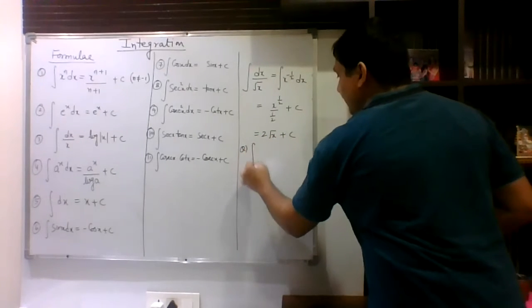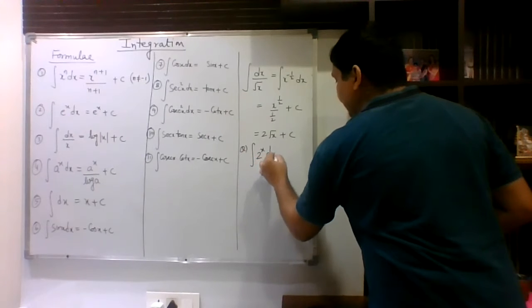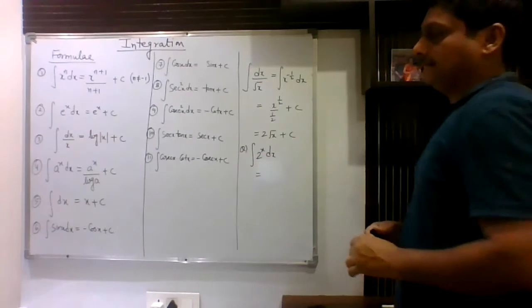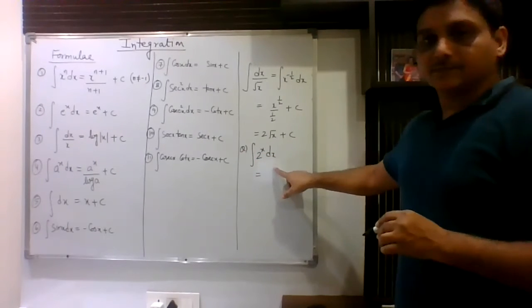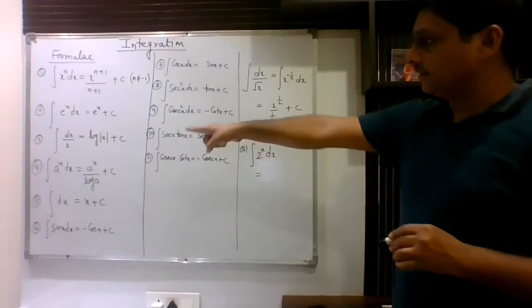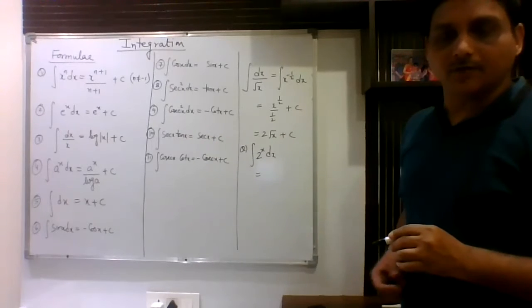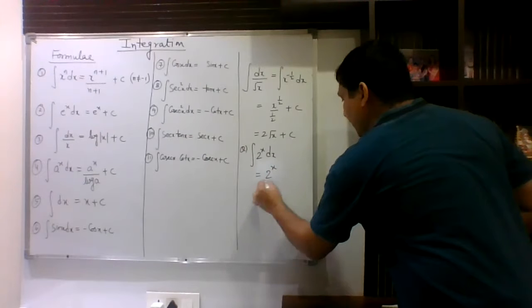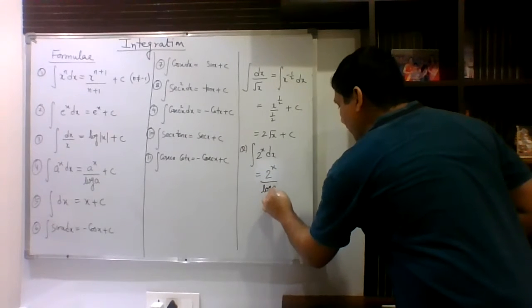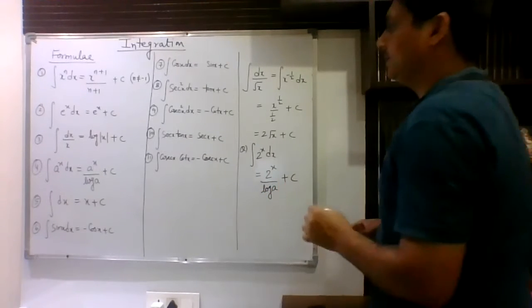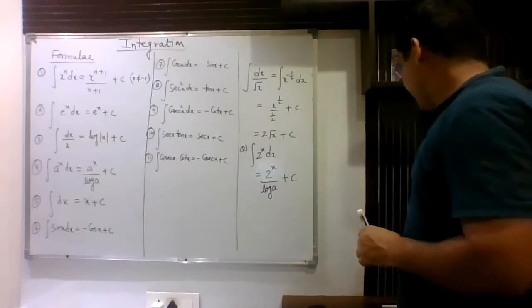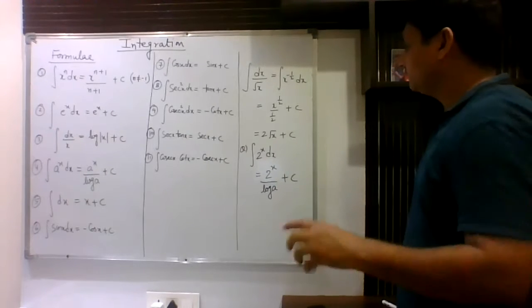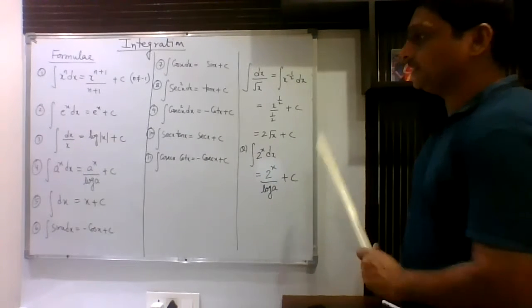Another question you can write: integration of 2 to the power x dx. Now, if you see this one carefully, it comes under formula number 4, a to the power of x. So this can be written as 2 to the power of x upon log a plus c, right? 2 to the power of x upon log 2 plus c.